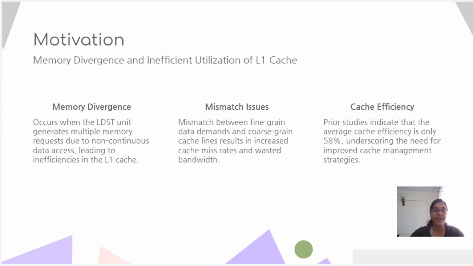Motivation: memory divergence and inefficient utilization of L1 cache. Memory divergence occurs when the LDST unit generates multiple memory requests due to non-continuous data access, leading to inefficiencies in the L1 cache. The paper emphasizes that the mismatch between fine-grained data demands and coarse-grained cache lines results in increased cache miss rates and wasted bandwidth. Prior studies indicate that the average cache efficiency is only 58%, underscoring the need for improved cache management strategies.